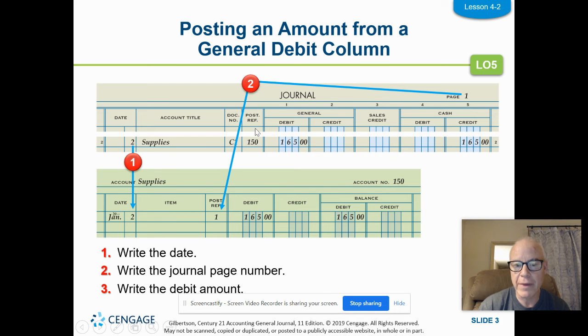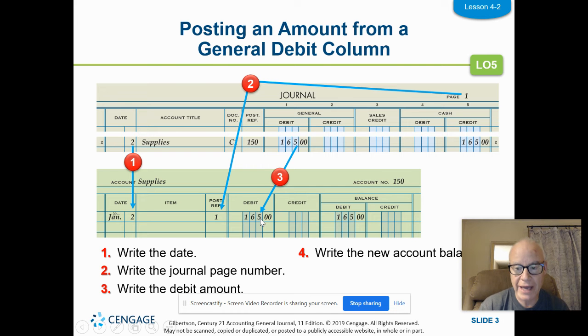Thirdly, we're going to write the debit amount. Here, we're posting a $165 debit to supplies. Again, this is prepaid supplies that go in inventory that we use up over time. It's an asset with a debit balance. So we're going to write that as $165. Just a reminder too, we don't put dollars or cents into our general ledger. We put it into the right category for dollars, and the cents go off to the right as 00.